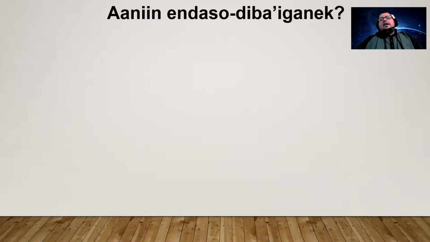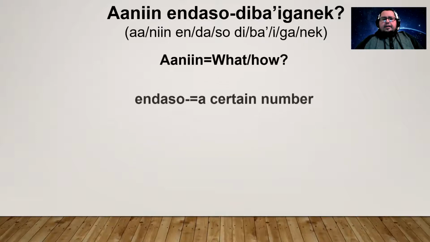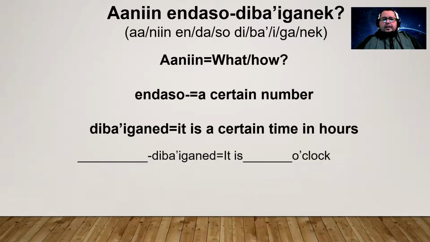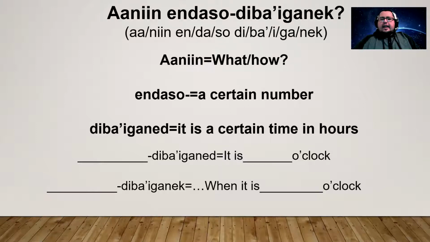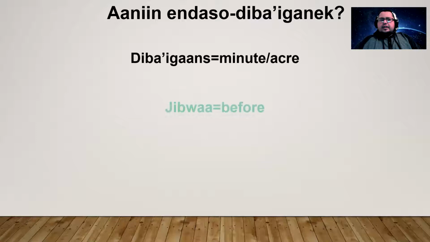And so we have a little review, like I was talking about. Anin endaso diba'iganek. Anin meaning what? Endaso, a certain number. Diba'iganek, a certain time and hours. And so when we use the D, diba'iganek, we're saying it is blank o'clock. When you use the K, it's kind of like future tense or past tense, at that time. Okay? At ningo diba'iganek, at 1 o'clock.